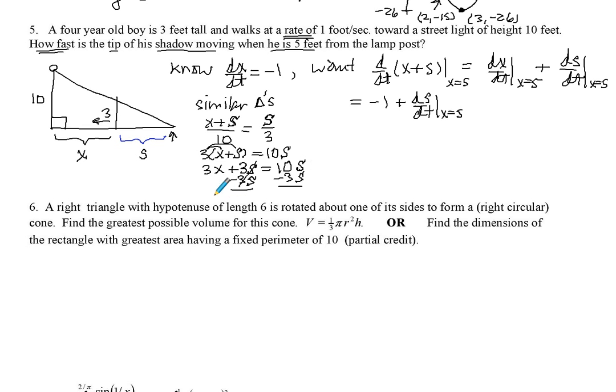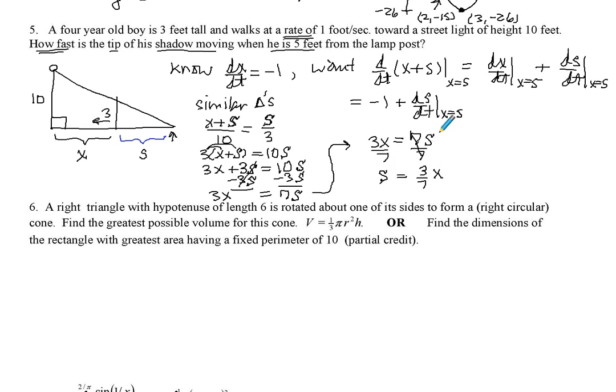So these guys cancel. We get 3x is equal to 7s. Alright, so let's bring that up here. So 3x is equal to 7s. And let's see, if we divide both sides by 7, we get that s is 3/7 x. So s is 3/7 of x. All the time, s is 3/7 of x.